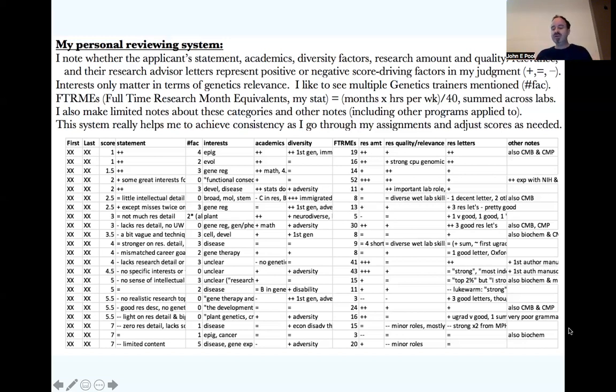And the other thing that this really helps me with is just being consistent. Like, I have to review dozens of applications. Do I still remember how good was this other one that I gave a 2.5 to? This helps me to compare the new one that I'm scoring against the ones that I already looked at in a fair way.